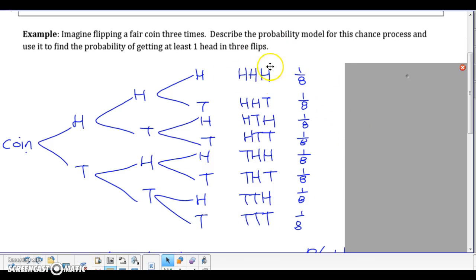Similarly, this top branch is the only outcome that represents getting 3 heads. So for the 1 and the 2, I have to actually go through and count. So which of these branches represents getting exactly 1 head? Well, this one has 1 head, this one has 1 head, and this bottom one here has 1 head. So those 3 branches represent getting exactly 1 head out of those 3 flips. We also have this branch here that has 2 heads, this branch that has 2 heads, and this branch that has 2 heads. So there are 3 branches that have exactly 2 heads out of 3 flips.